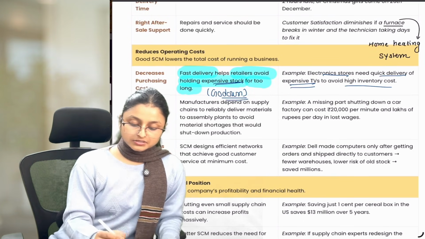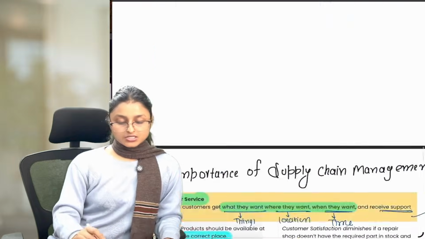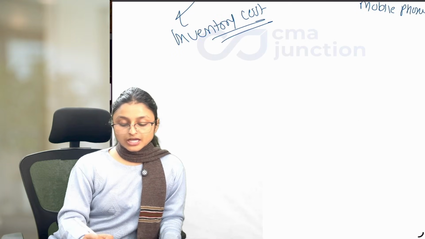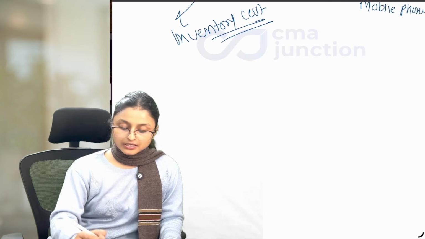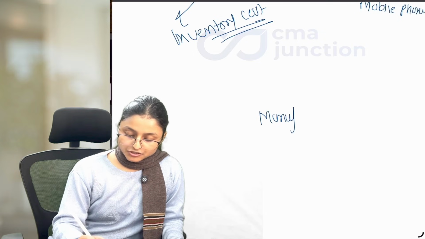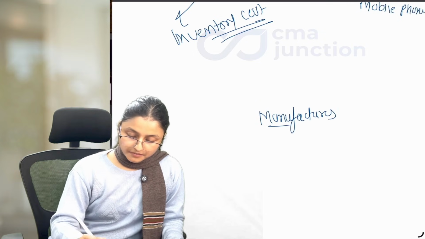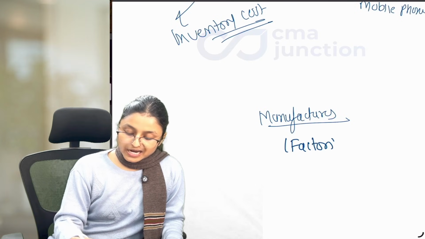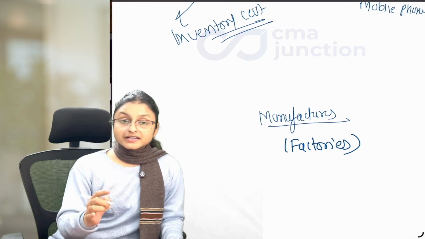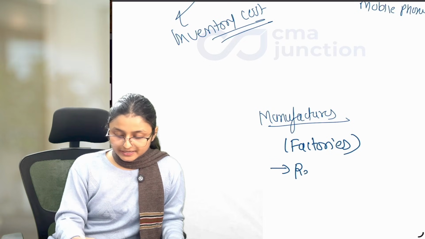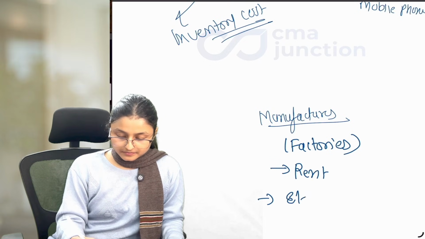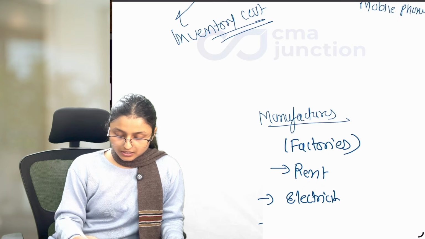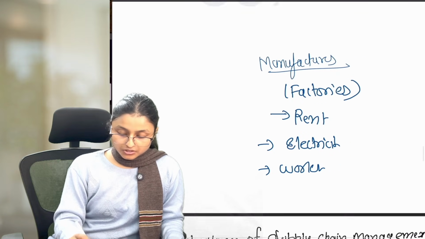Right? Next comes decreased production cost. Now, how can we reduce our production cost with the help of supply chain? Let's take an example of a manufacturer. The manufacturer is the one who will produce the product in factories, right? Now, factories have a lot of costs like rent, electricity, worker, and machine cost.